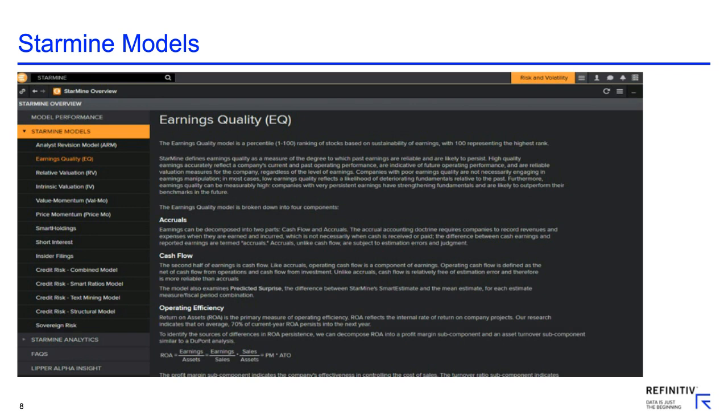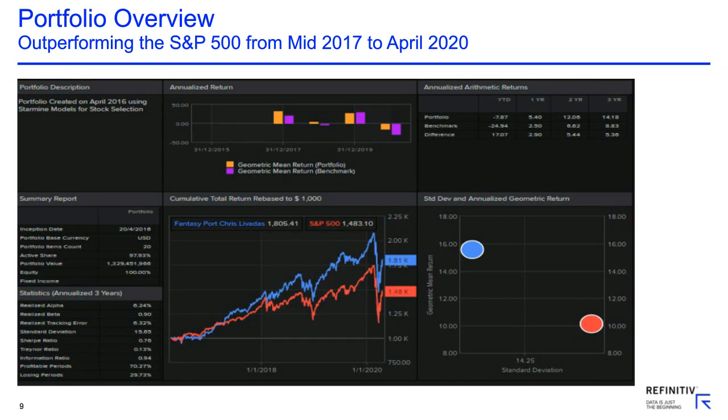Where do we stand? What did we achieve in so many years? Were we destroyed by coronavirus? Let's see. So here in the portfolio overview, we notice that we outperformed the S&P 500 from the middle of 2017 to April 2020. So the red line is the S&P 500, the blue line is the fantasy portfolio.